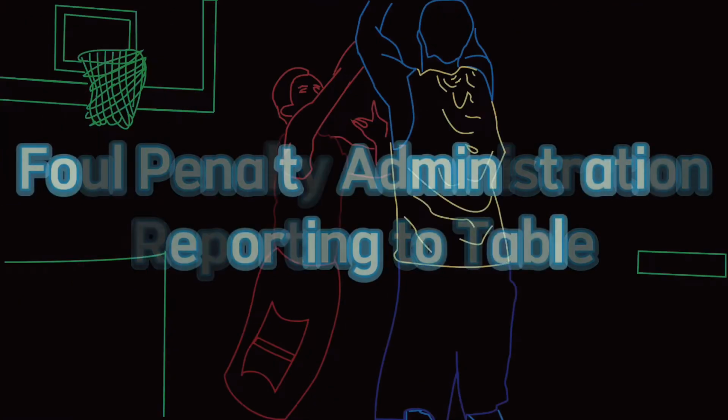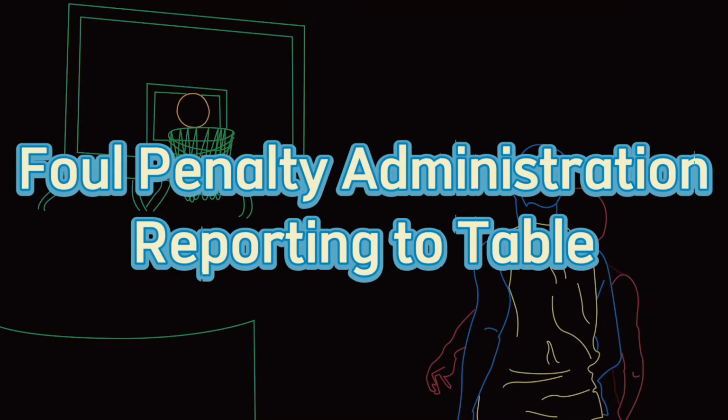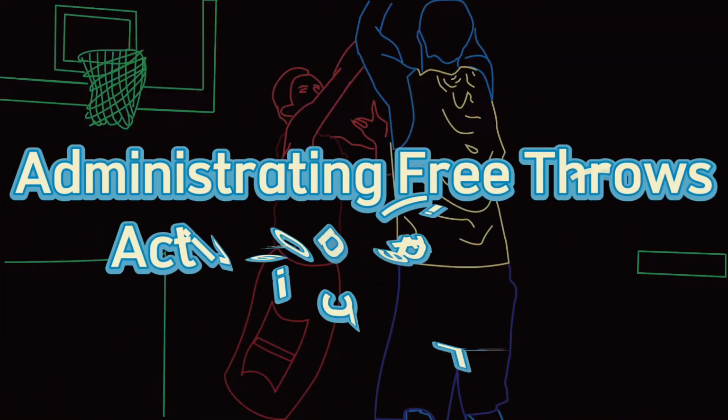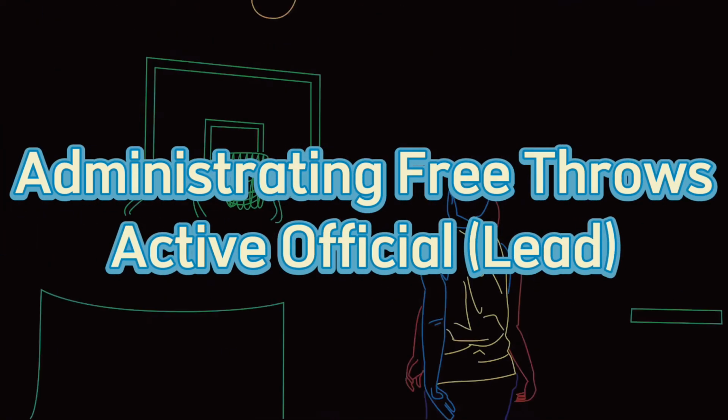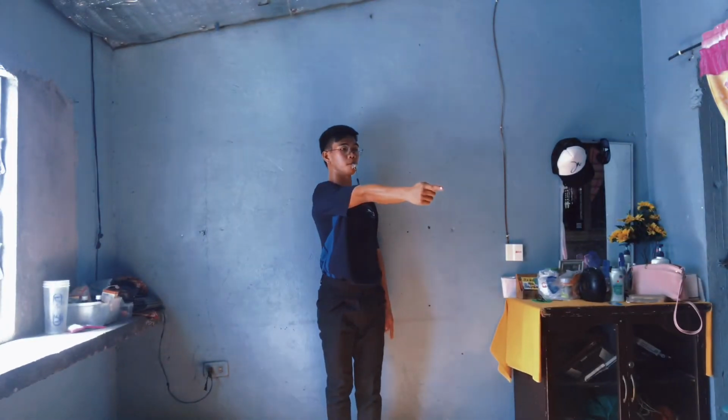These are the following hand signals for foul penalty administration reporting to table. After foul without free throws, after foul by team in control of the ball, 1 free throw, 2 free throws, 3 free throws. These are the following hand signals for administrating free throws. Active official, 1 free throw, 2 free throws, 3 free throws.